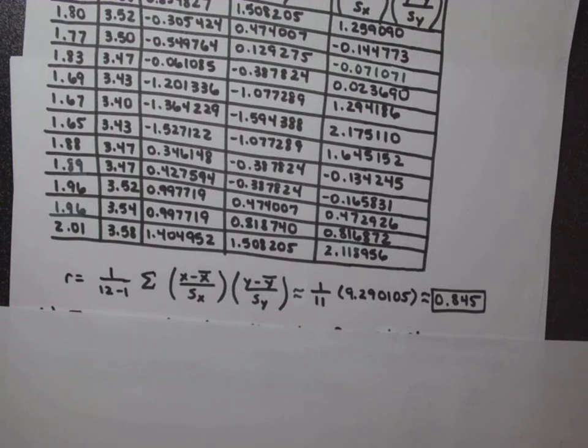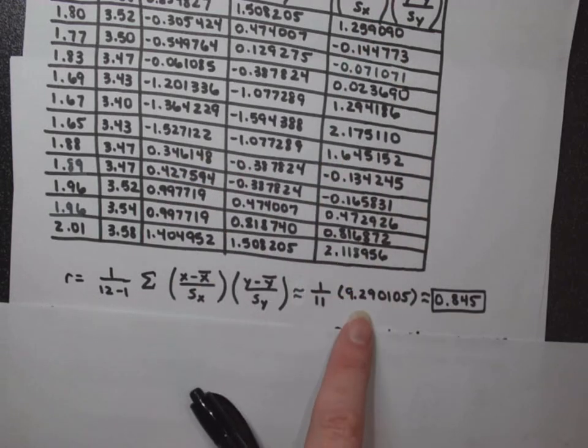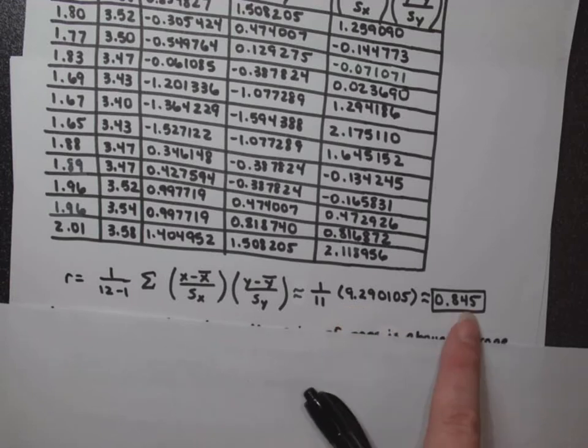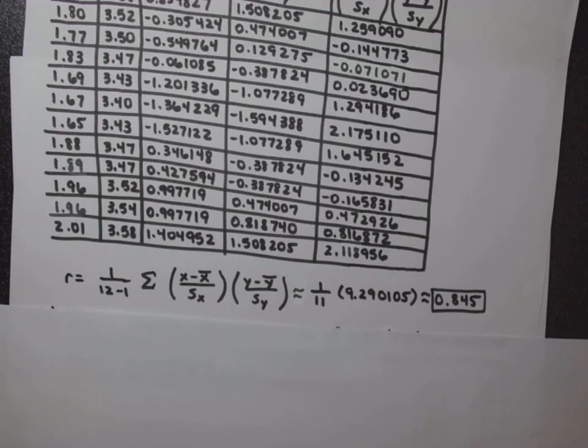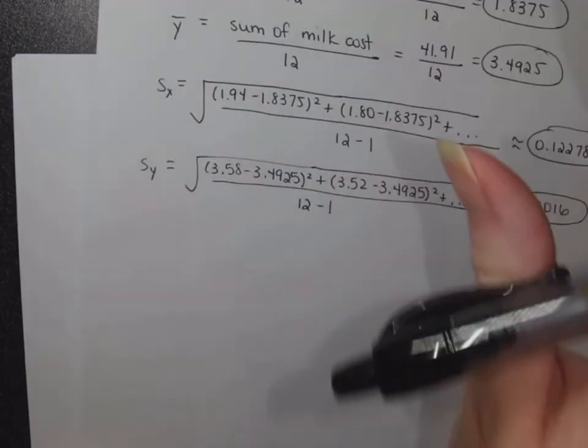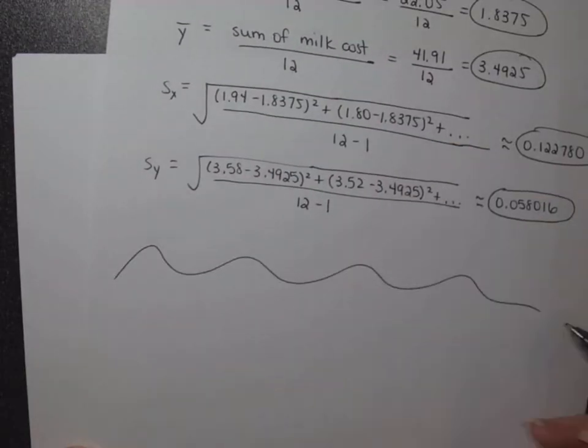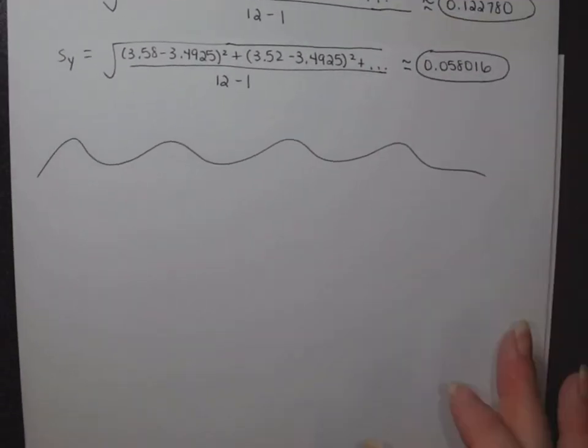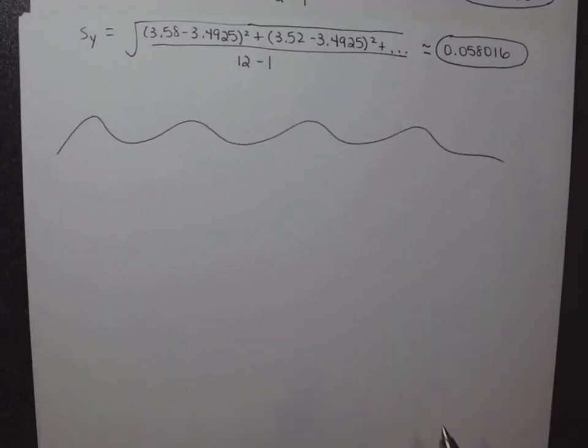I know it's tedious. But then if we want to do r, we do 1 over n minus 1 times the sum of the numbers in this column, which ended up being 9.290105. So the correlation coefficient is 0.85. I put the chart there, so I just didn't want to write it again.